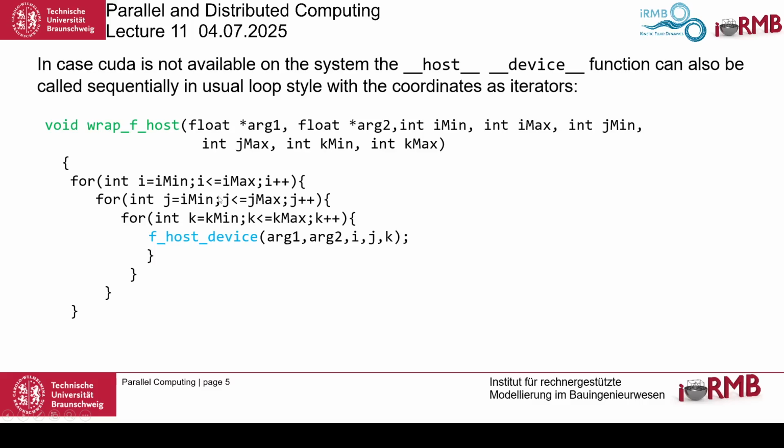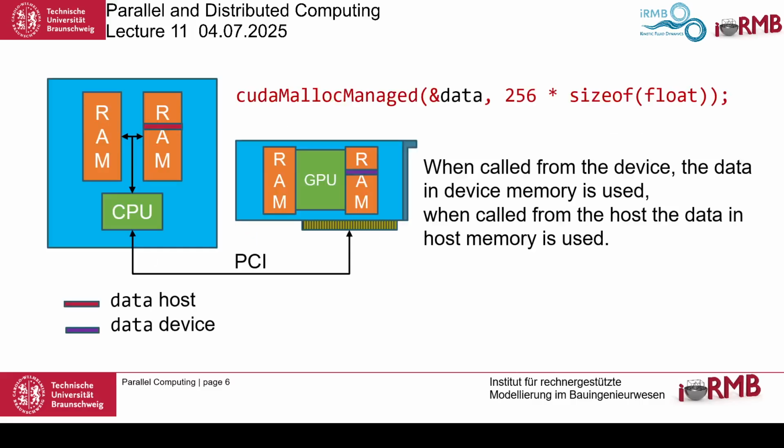And in the usual way, if you go over, for example, a three-dimensional field, what you would do is wrap this into three loops, right? You have the same function here, but as a wrapper around all of this, you have all of these loops.